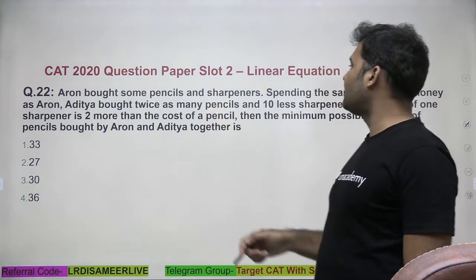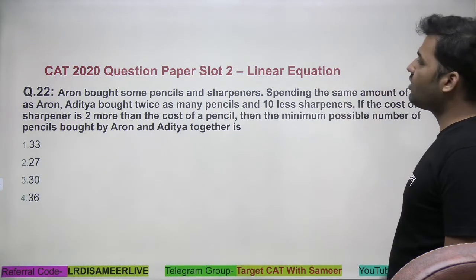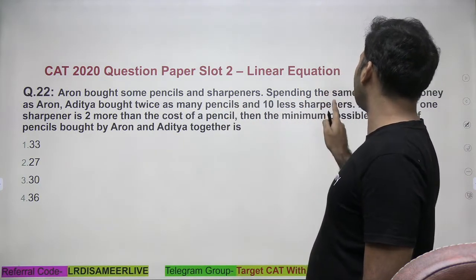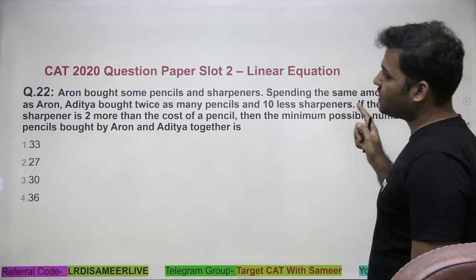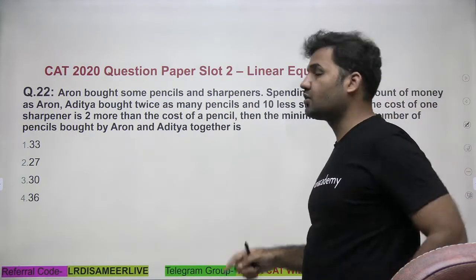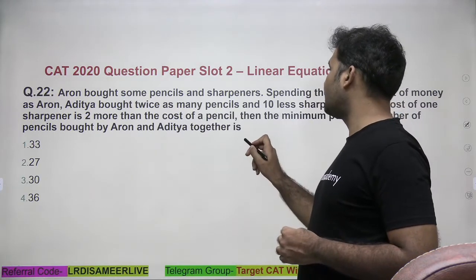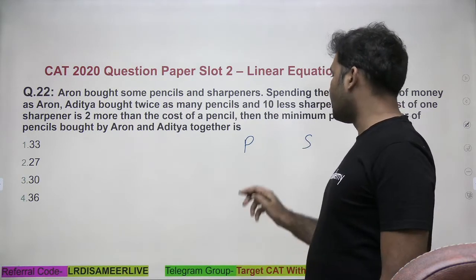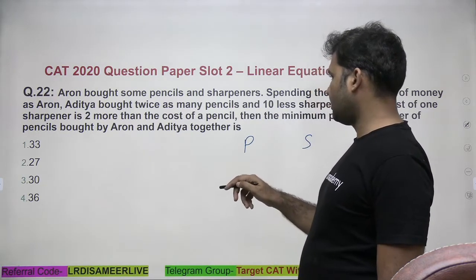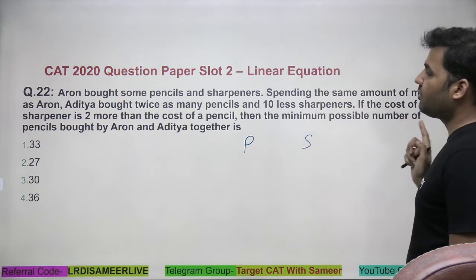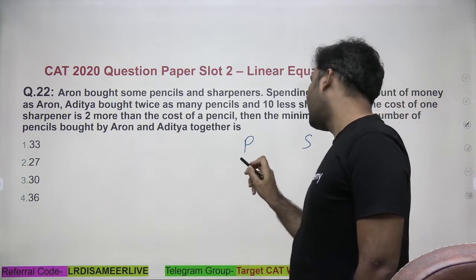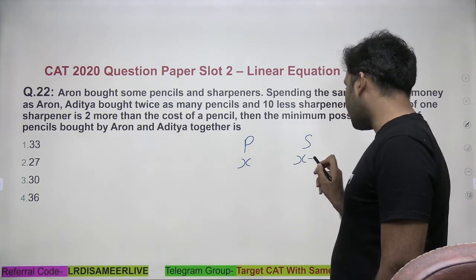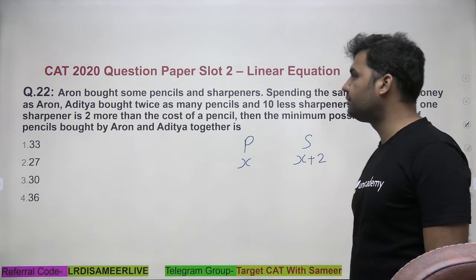Arun bought some pencils and sharpeners, spending the same amount of money as Aditya. Aditya bought twice as many pencils and 10 fewer sharpeners. If the cost of the sharpener is 2 more than the cost of a pencil. So, two types of products we are purchasing. One is pencils and then you have sharpeners, right? If a pencil is costing you X rupees, the sharpener will be costing you 2 rupees extra. That means the sharpener cost will be X plus 2.